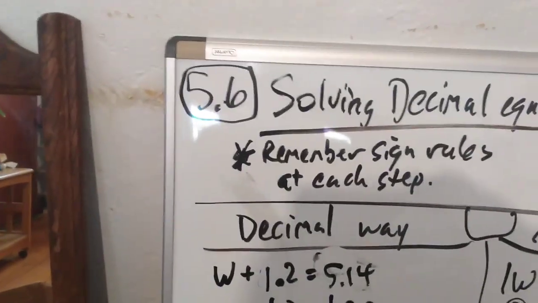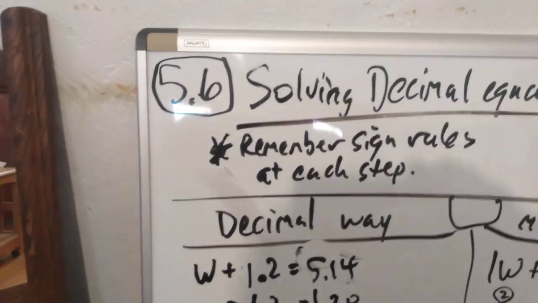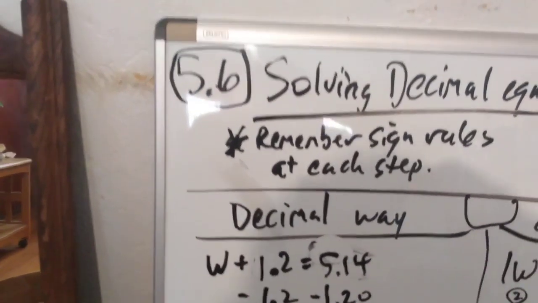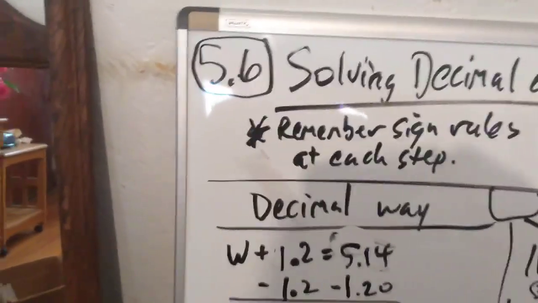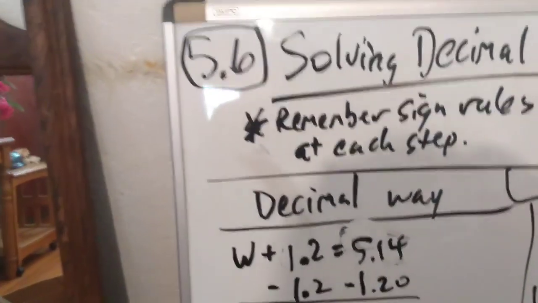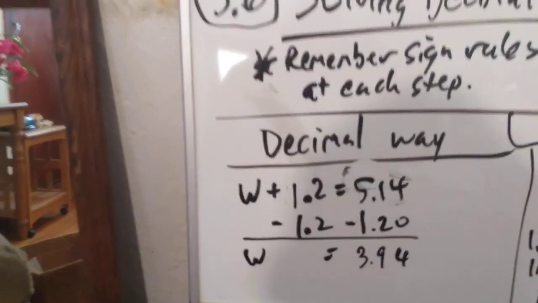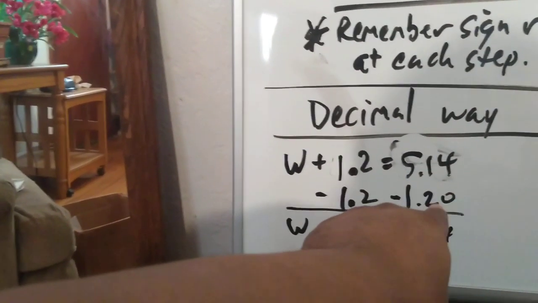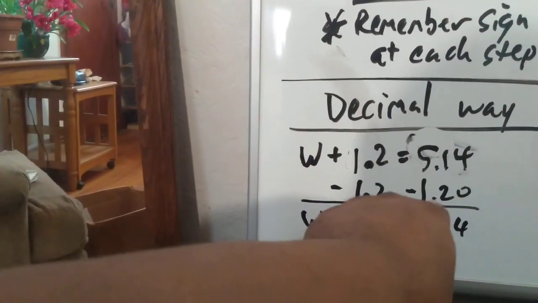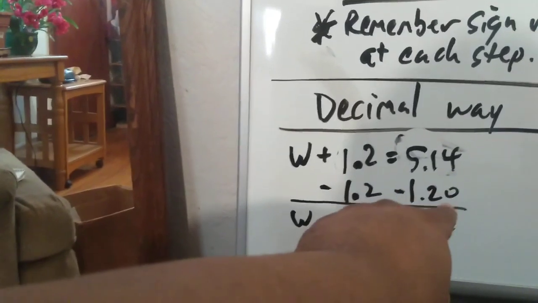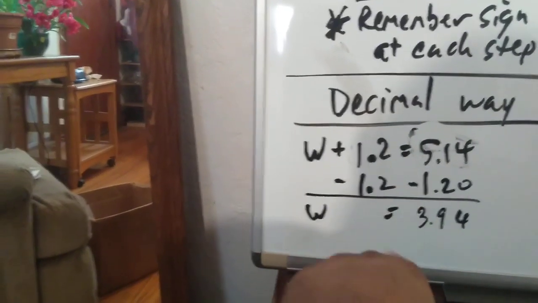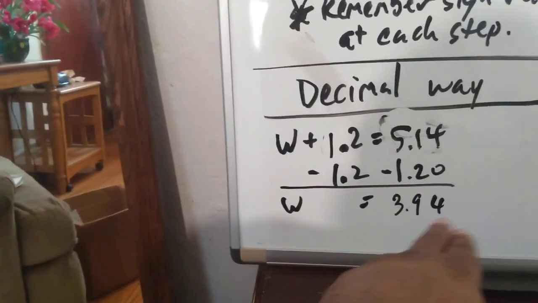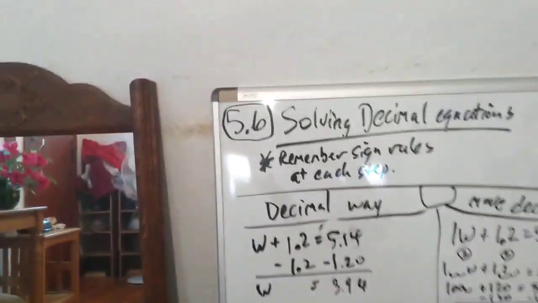You'll see the problem and it'll say solve: W plus 1.2 equals 5.14. But you've got to get the W by itself, so you're going to have to subtract 1.2 on both sides. When you do that, notice it says 1.2 here, but we had to add that 0 in because this goes the most out, right? So you have to put an extra 0 here and then subtract. So this answer comes out W equals 3.94, or $3.94, however you want to look at it.